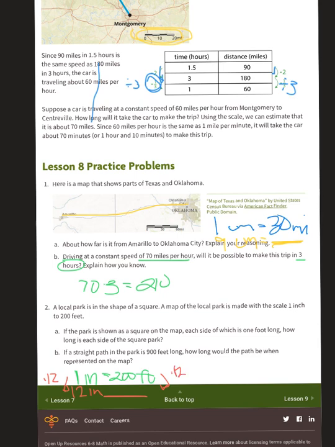Okay? The second part, if a straight path in the park is 900 feet long, how long would the path be when it's represented on a map? So now we're going to go backwards. So we take the actual distance, 900, and we're going to divide it by my scale, 200. And that's going to be your distance on the map.